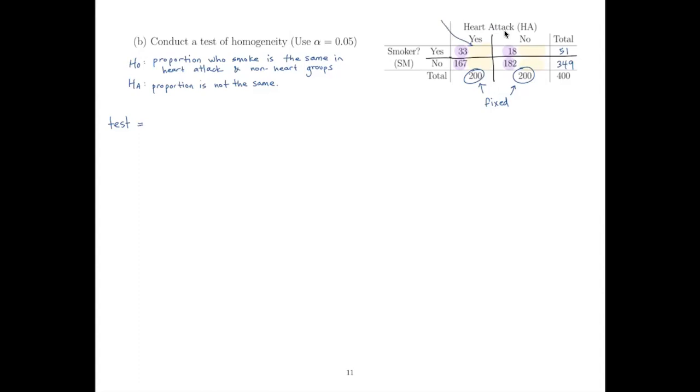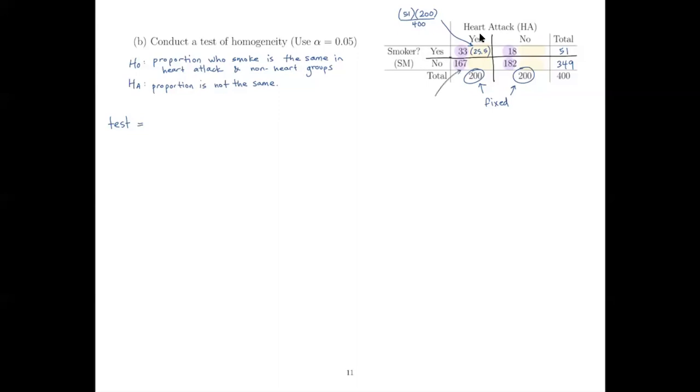If I want to work out the expected number here, I'm going to do the row total. So 51 times the column total, which is 200, divided by the 400. And that gives me 25.5. Okay. And then let's do this next one here.